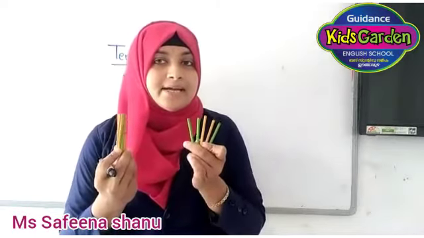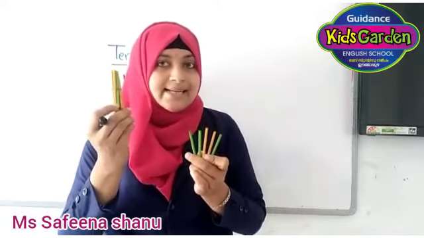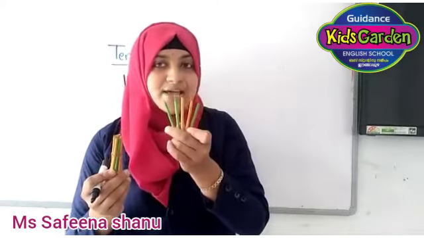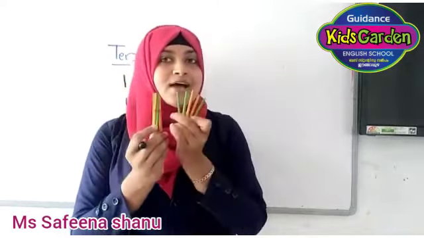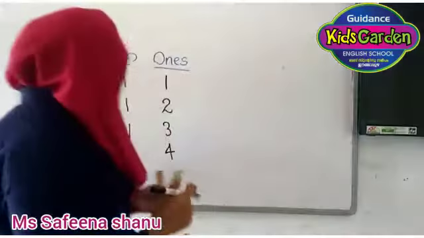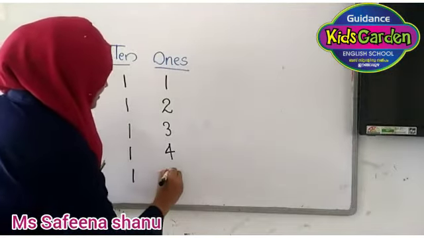How many tens in my hand? 1 ten. And how many ones? 5 ones. 1 ten and 5 ones is equal to? 15.